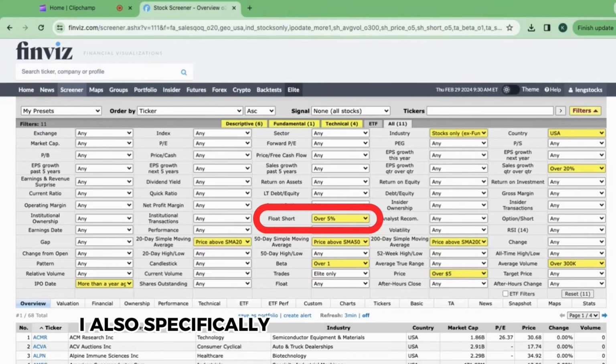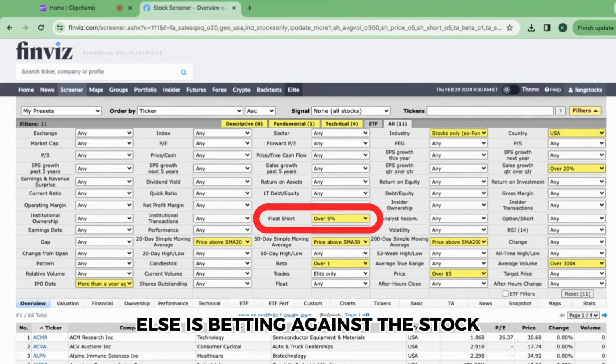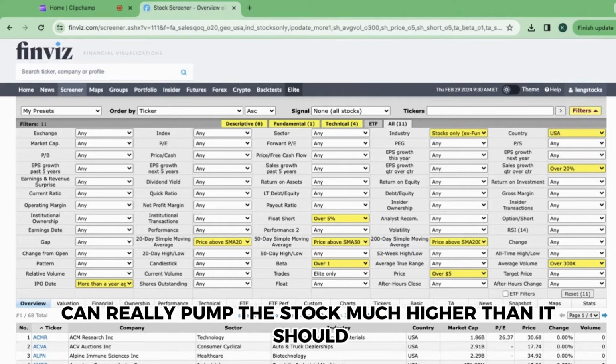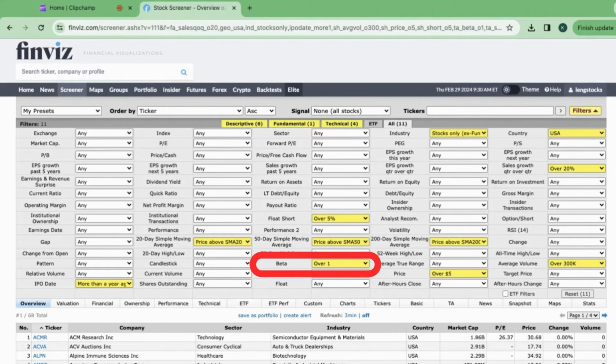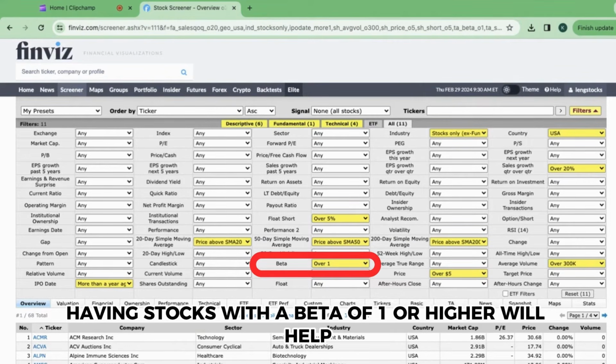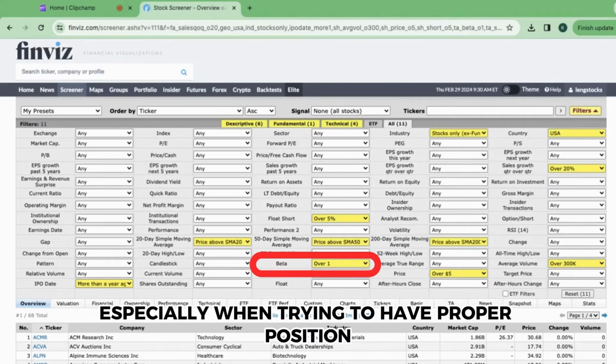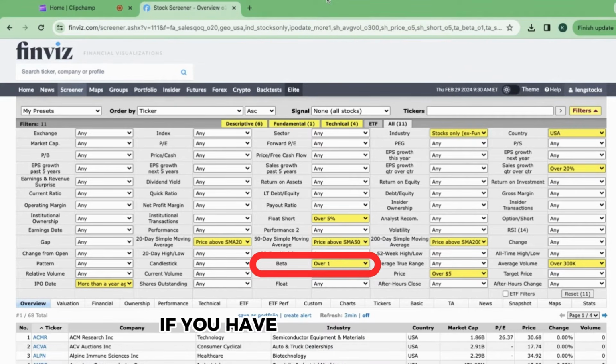I also specifically like short float over 5%, as it means that someone else is betting against the stock. Sometimes a short squeeze can really pump the stock much higher than it should. Since I have a smaller account, having stocks with a beta of 1 or higher will help, especially when trying to have proper position sizing for the trade. If you have a large account, this is not an issue.